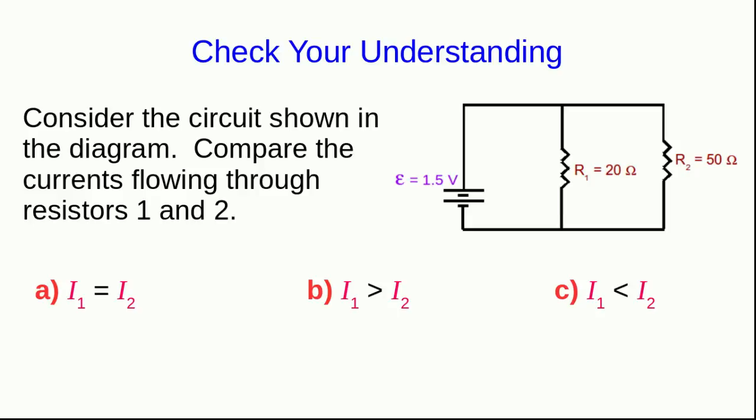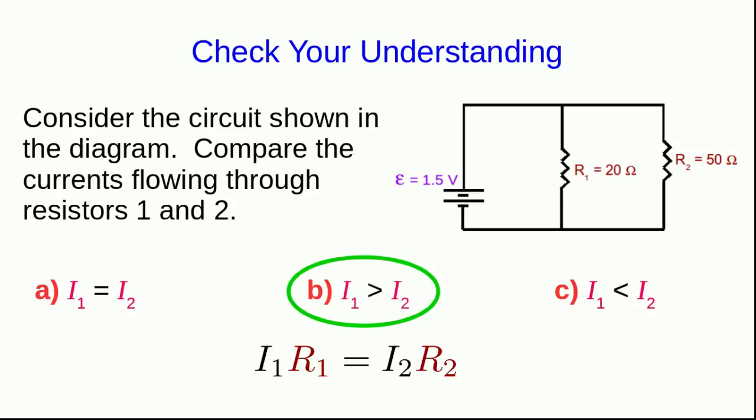Well, the way to understand this question is to use what we just did. We know, either by path independence or by Kirchhoff's loop law, that the potential difference across resistor R1 is the same as the potential difference across resistor R2. And so we can write that down using Ohm's law to express those two potential differences. And then since we know that R2 is the larger resistance, then for this equation to balance, I1 must be the larger current, and so the answer is B.